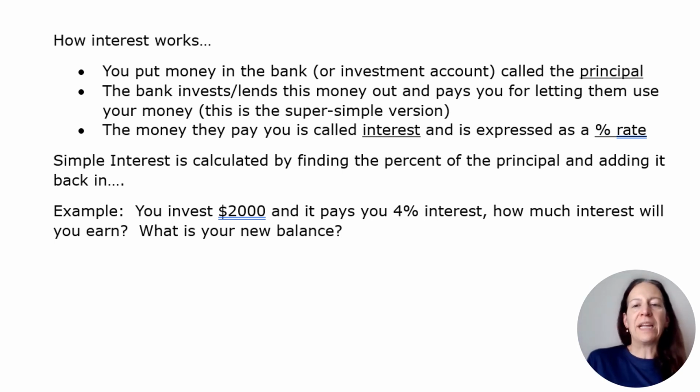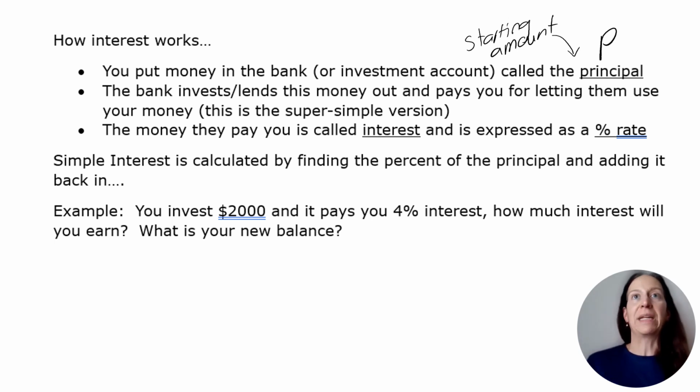So how interest works. You put money in the bank or some kind of investment account. Maybe you have a CD of some sort and you put the money in the bank. Now, that money that you put in is called the principal, usually represented by the letter P. So that is our first vocab word. It's the starting amount, the money at the beginning.